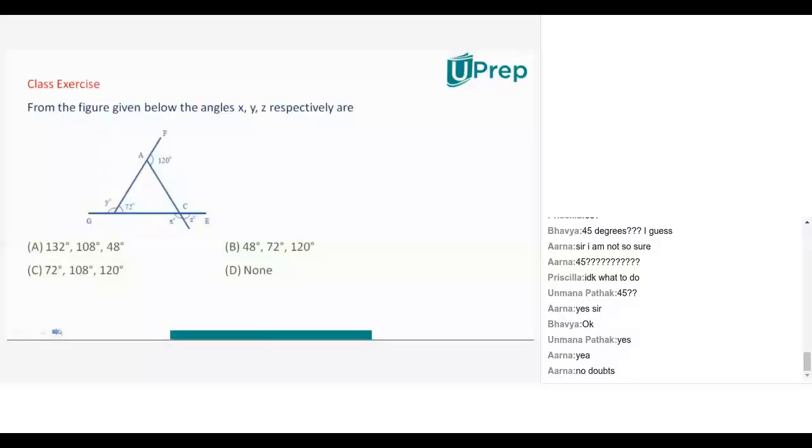Now this question is based on the concept of exterior angles. Give it a try, take a couple of minutes. This is our last question for the day and we'll close after this. Waiting for answers. Priscilla says she is clueless. Bhavya says she is not so sure. I've given you a hint. Think about the exterior angle concept. Simple question, not difficult. Fundamental, just the application is a little higher.